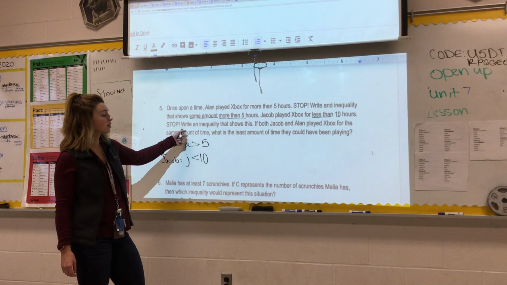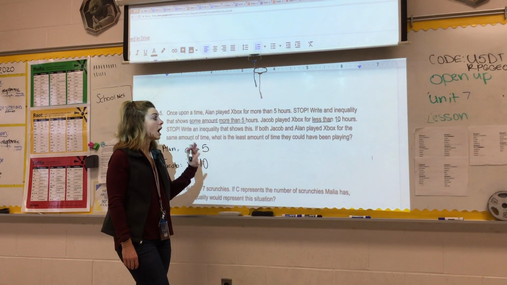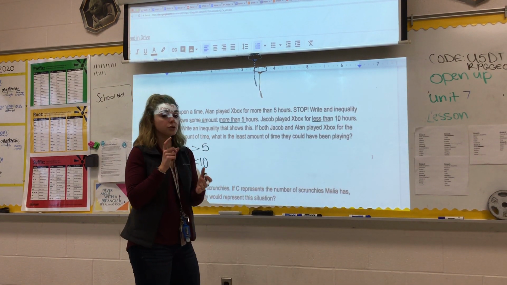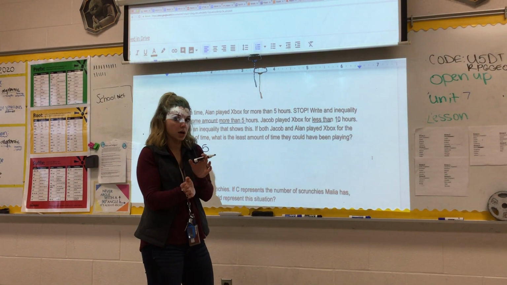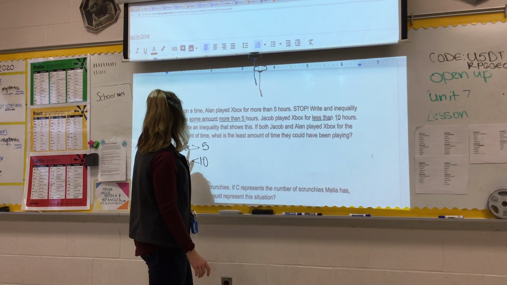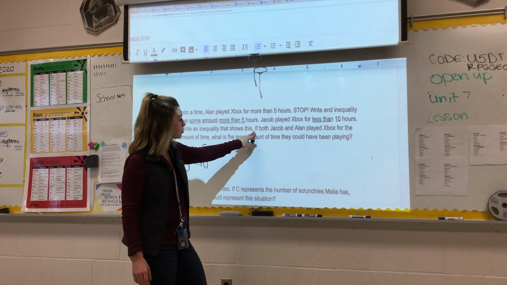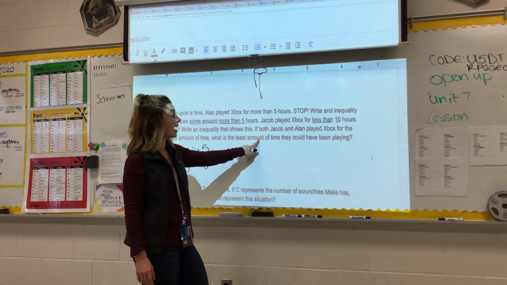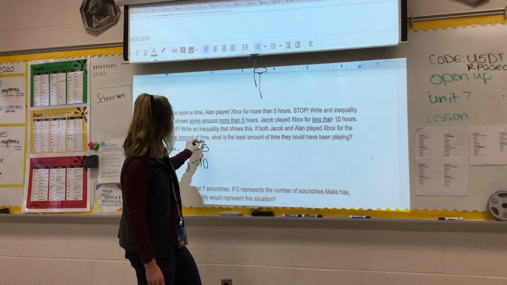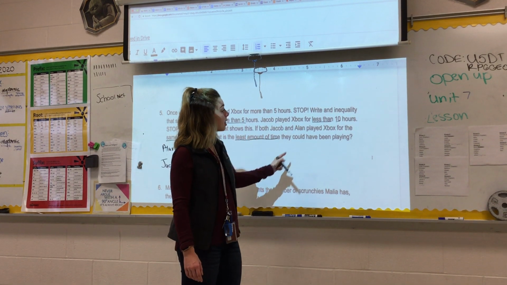Obviously, this problem has a lot of words. You're going to see problems that have a lot of words, and that's why I put stop in there, because I wanted you to be able to take it apart and chunk it. So now I've written both of these inequalities. The next one says, if both Jacob and Alan played Xbox for the same amount of time, what is the least amount of time they could have been playing?